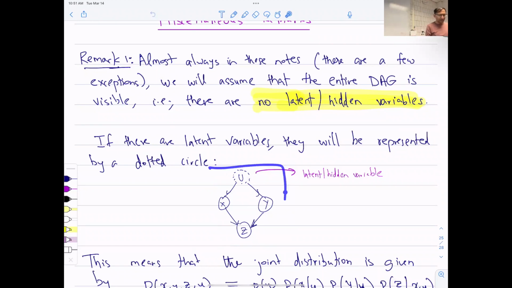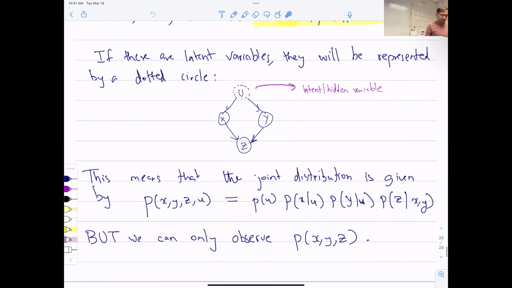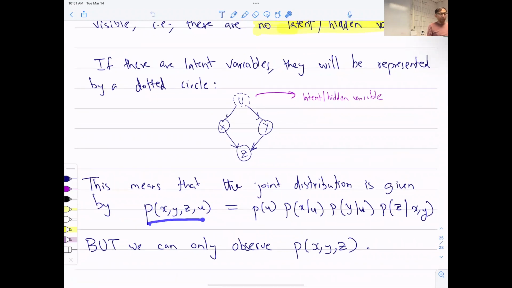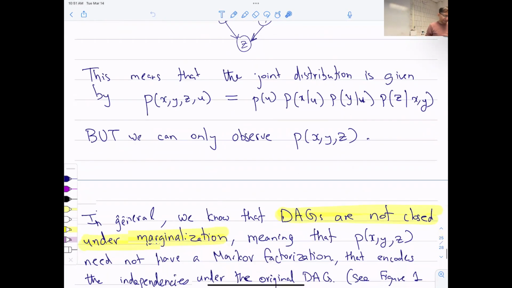But the true graph is this. So what does it mean? That means the joint distribution of X, Y, Z, U is P of U times P of X given U times P of Y given U times P of Z given X, Y. But we only have access to the distribution P of X, Y, Z. That's all it means by latent, in the infinite sample setting.